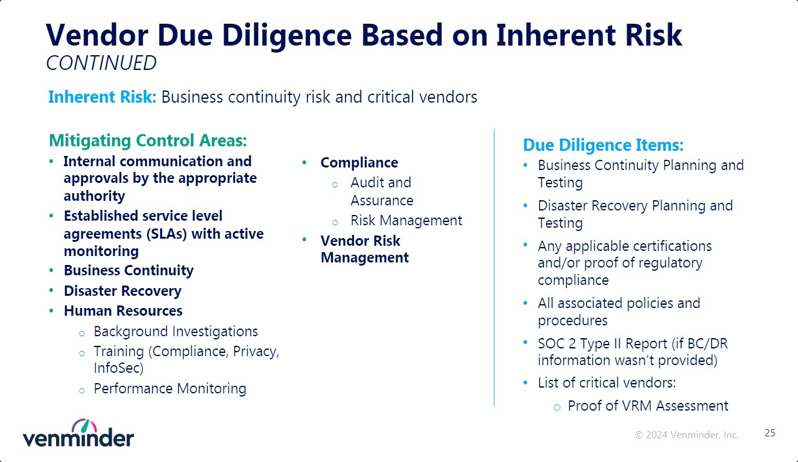Some of the due diligence items to collect would be the vendor's business continuity and disaster recovery planning and testing, proof of regulatory compliance, and a list of critical vendors. And this is especially important because your critical vendor should understand their own vendor inventory and which of their third parties are critical to their operations.